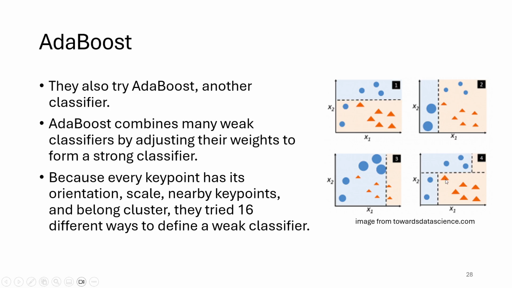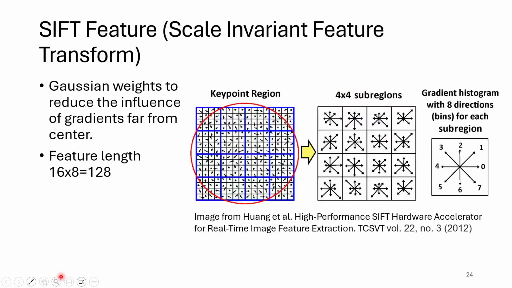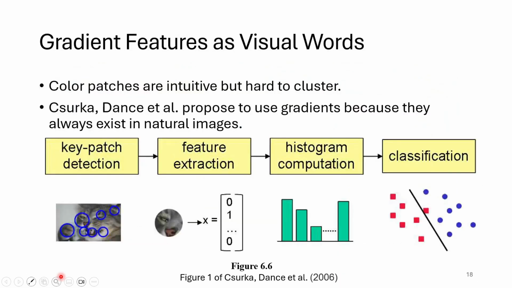Okay, so the decision boundary of the combination of the three weak classifiers will become this. So it can better classify the two classes. So this is the idea of AdaBoost. Okay, now let's go back to the process.